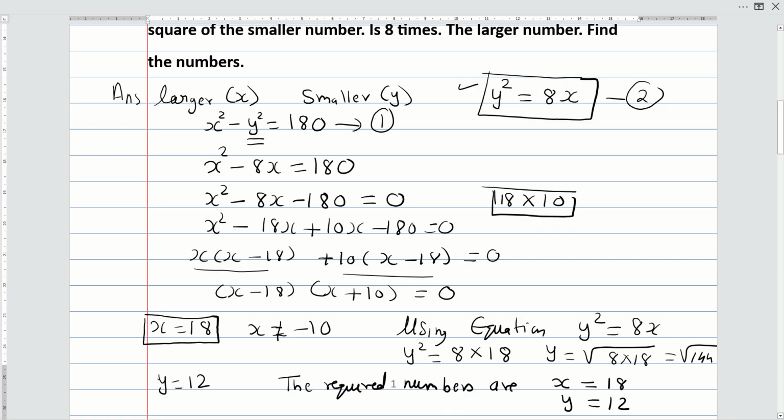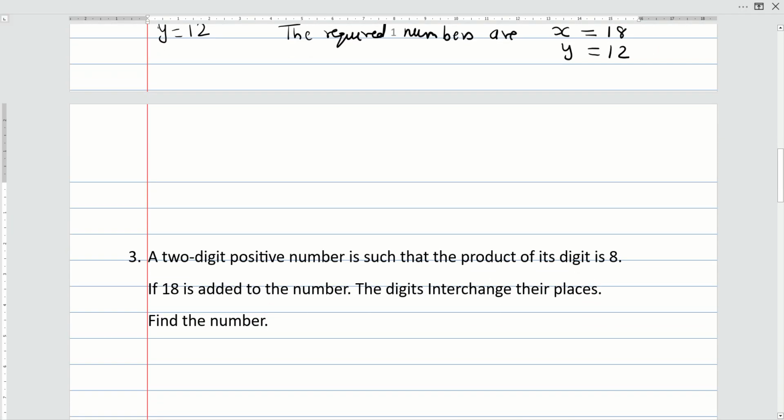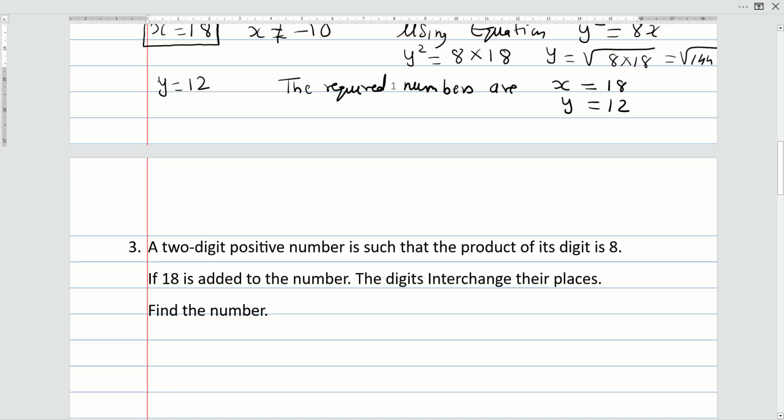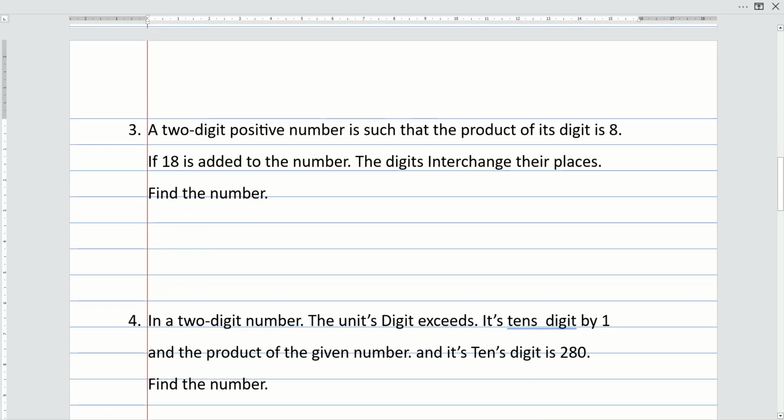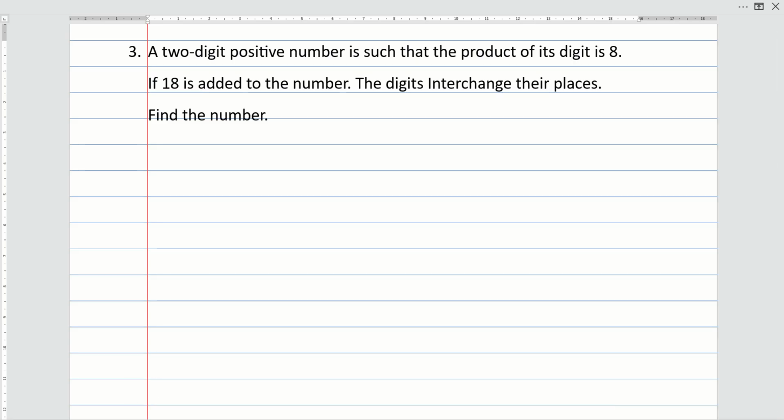Now let us tackle one more sum with digits. Before we start with digits, let us understand how the digits and the numbers are formed. So here I will teach you how to tackle this question by making a table. Fine, we'll read the sum. A two-digit positive number is such that the product of the digits is 8.